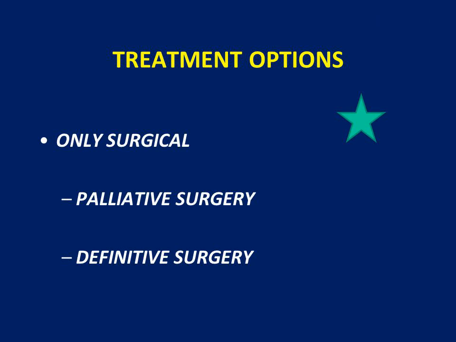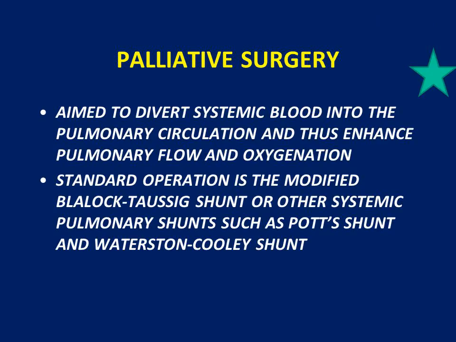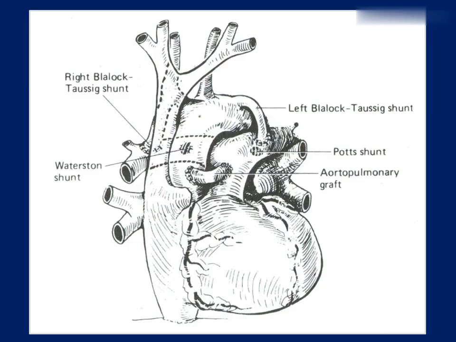Treatment options: only surgical. Palliative surgery and definitive surgery. Palliative surgery aims to divert systemic blood into the pulmonary circulation and thus enhance pulmonary flow and oxygenation. The standard operation is the modified Blalock-Taussig shunt or other systemic to pulmonary shunts such as the Potts shunt and Waterston-Cooley shunt.